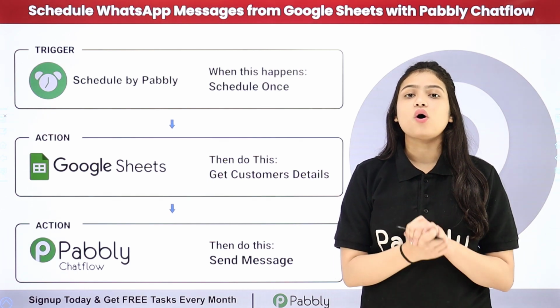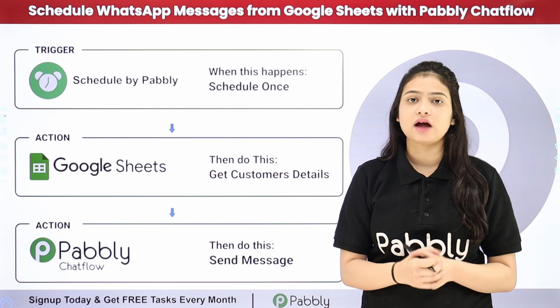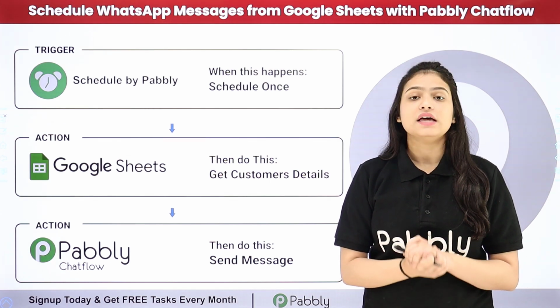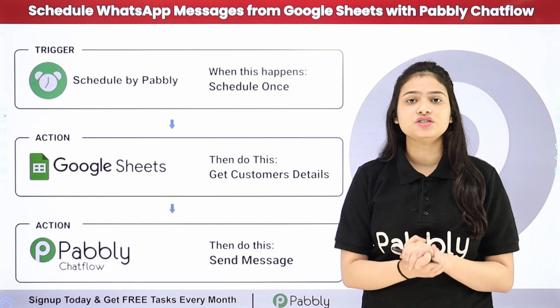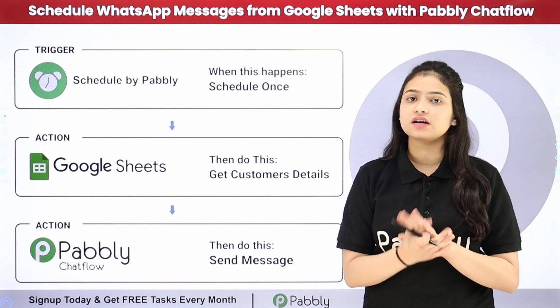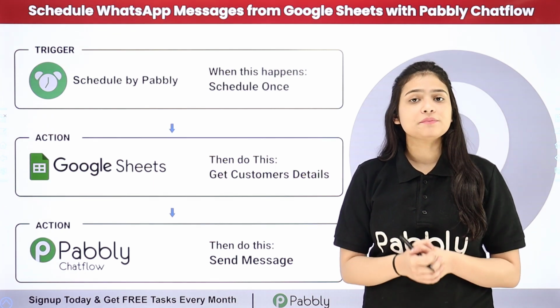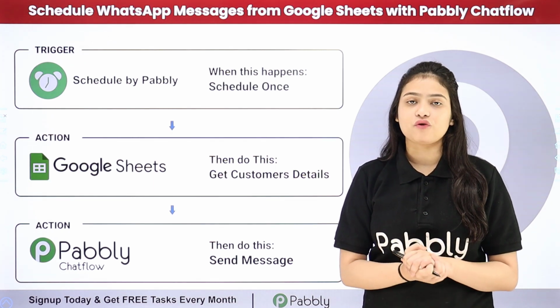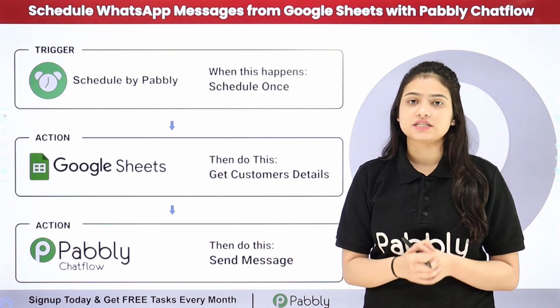So here I want that automatically WhatsApp messages should be sent to all my customers with the personalized format along with the discount offers. Now to send the WhatsApp messages, here I am going to use Pabbly Chatflow, which is an amazing feature of Pabbly which helps us to enhance the conversations with our customers effectively and effortlessly. So by using Pabbly Chatflow, I want to send discount offers to all my customers for this new year from Google Sheets, that too in the personalized format.